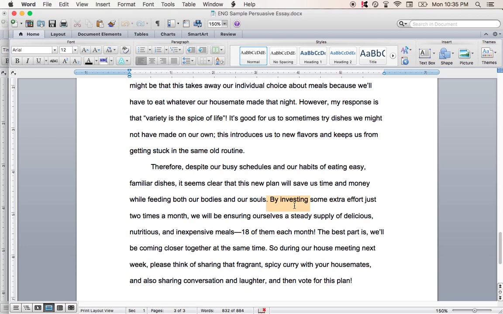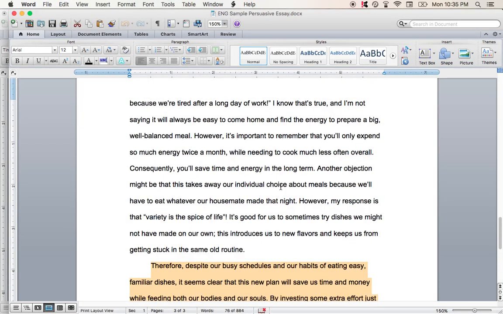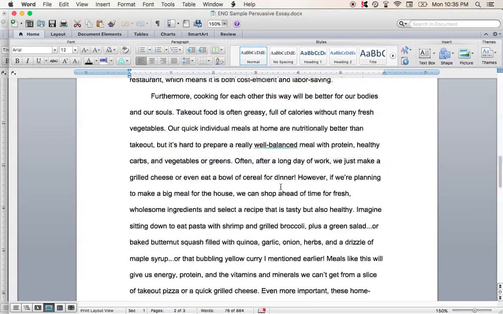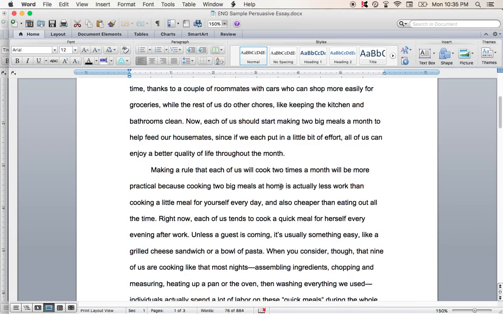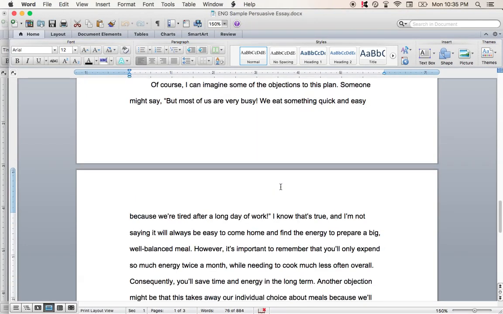By investing some extra effort just 2 times a month, we will be ensuring ourselves a steady supply of delicious, nutritious, and inexpensive meals, 18 of them each month. The best part is we'll be coming closer together at the same time. So again, it's making the same basic arguments, but in a much shorter space, right? Just in 3 sentences. It is summing up the most important points from the whole body of the essay.